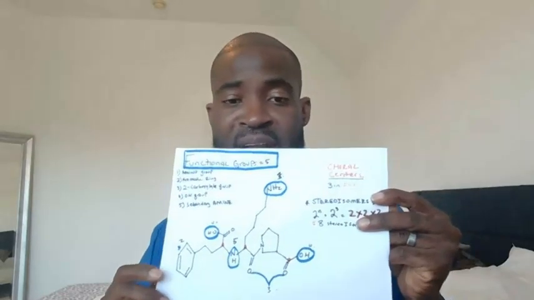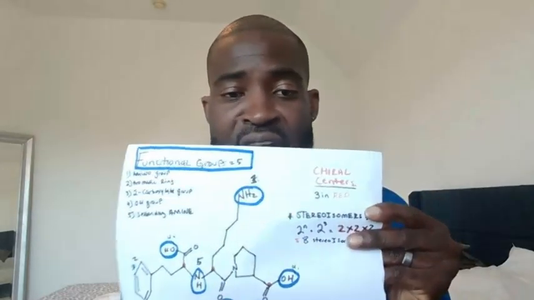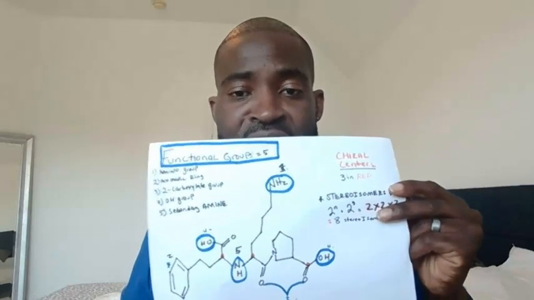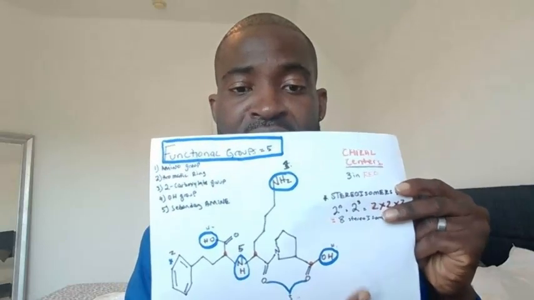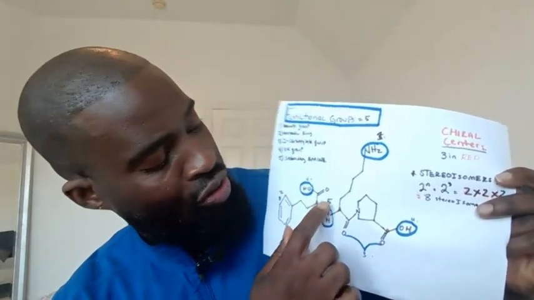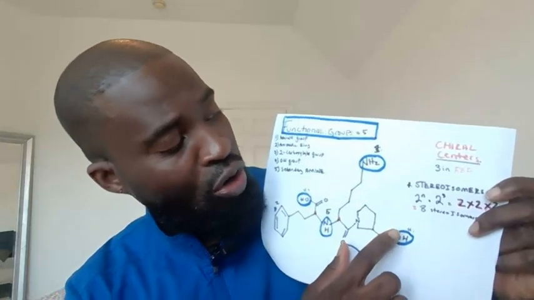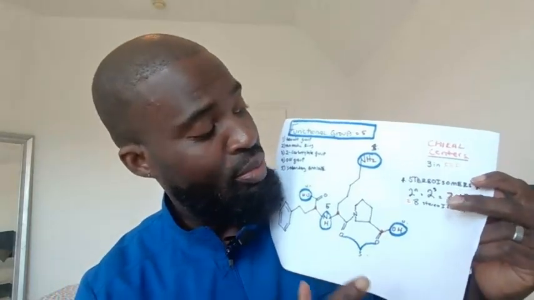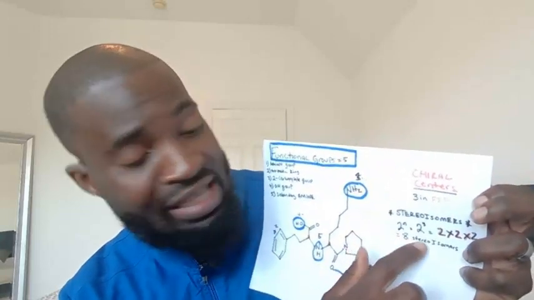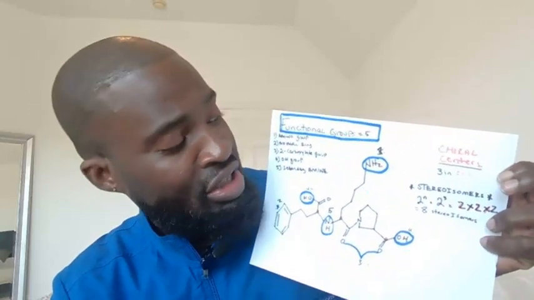And we want to discuss the chiral centers. You can see in red, we have a total of three chiral centers, right here in the red dots. So we have one, two, three. That being said, lisinopril has a total of eight potential stereoisomers.